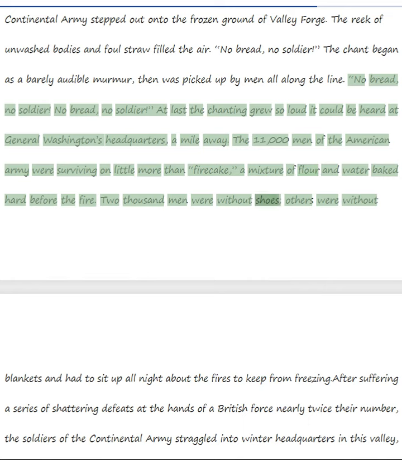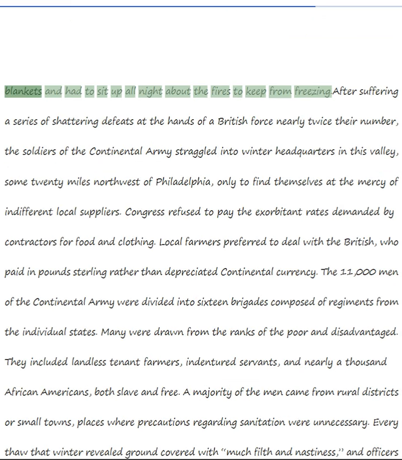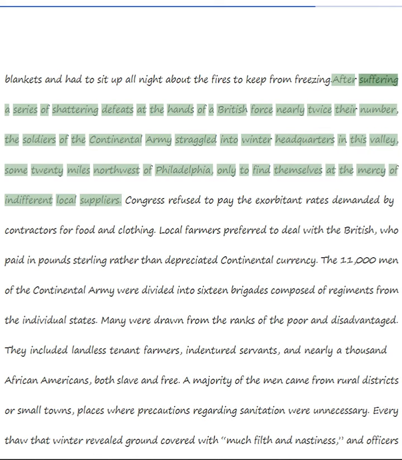2,000 men were without shoes, others were without blankets and had to sit up all night about the fires to keep from freezing. After suffering a series of shattering defeats at the hands of a British force nearly twice their number, the soldiers of the Continental Army straggled into winter headquarters in this valley, some 20 miles northwest of Philadelphia, only to find themselves at the mercy of indifferent local suppliers. Congress refused to pay the exorbitant rates demanded by contractors for food and clothing. Local farmers preferred to deal with the British, who paid in pounds sterling rather than depreciated continental currency.